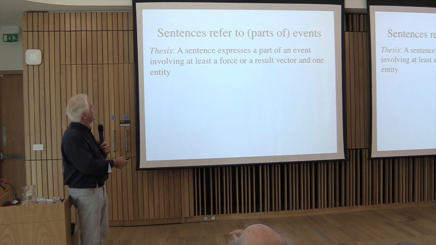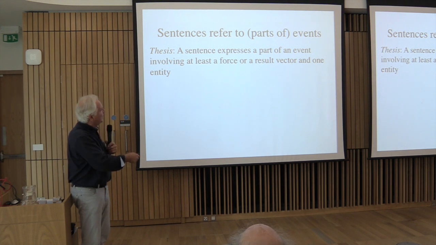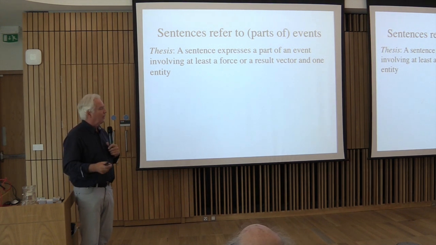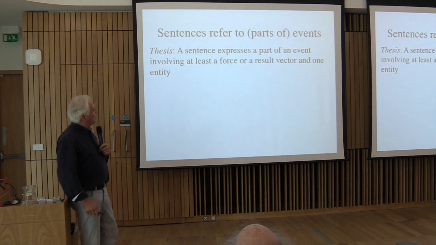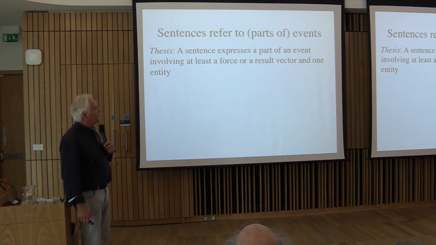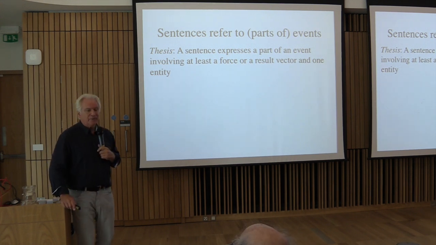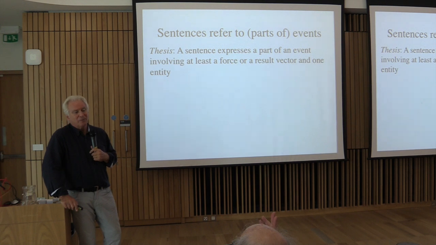Yeah, so a sentence expresses a part of an event involving either, you say, the force vector or the result vector. A sentence doesn't have to specify both. You can express one of the parts of the event, and one entity, that is the patient. So that is my analysis of the semantic meaning of a sentence. It represents events.